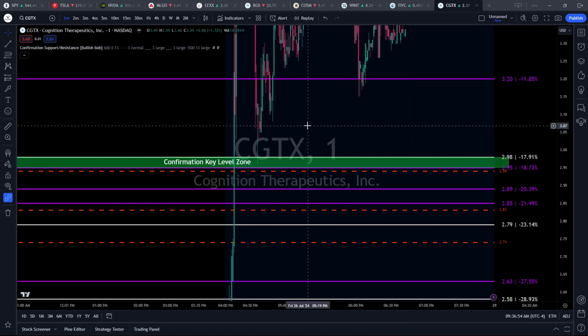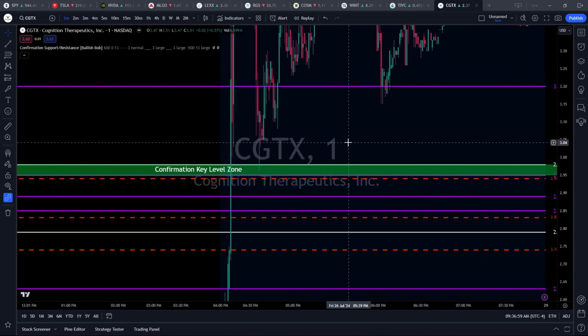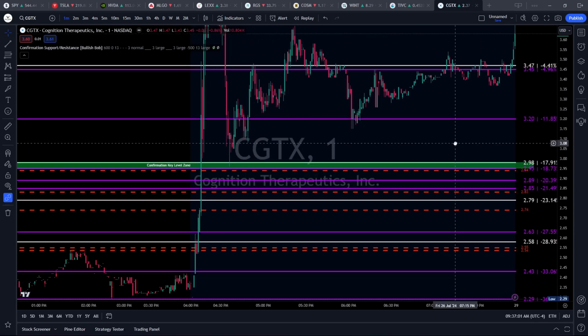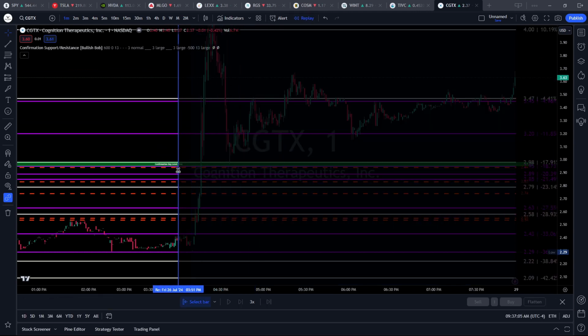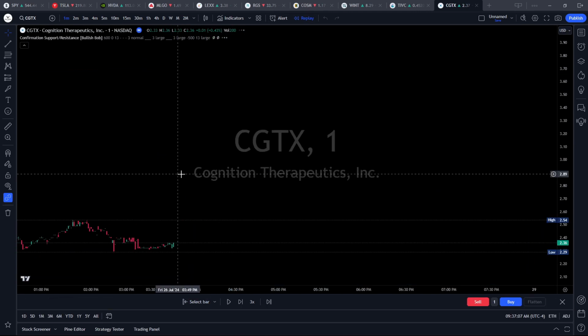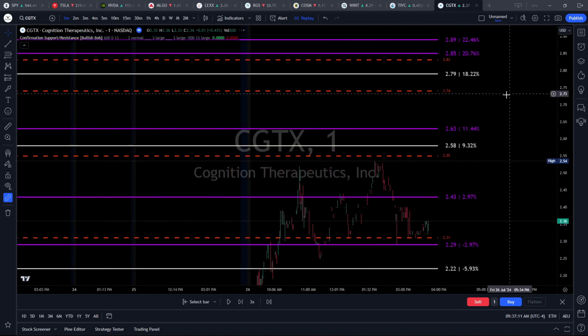So now this confirmation key level zone, it's very important. If I'm trading above this, what that means is we're looking for possible continuation. So if I go ahead and hit replay here, you'll see how this worked out. If I hit the replay, we'll go all the way back to, we'll start here. We'll zoom over here, and we'll look at this live.